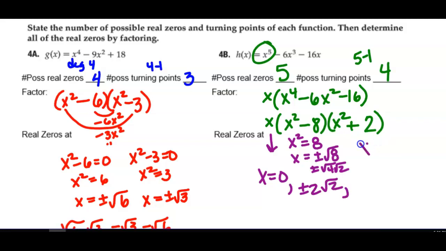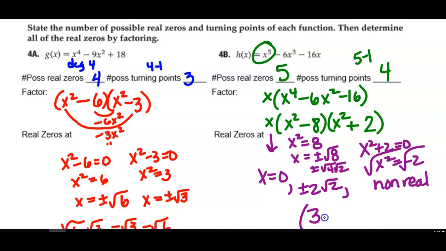But what happens over here? If we set x squared plus 2 equal to 0, we get x squared equals negative 2. Square root both sides. You can't square root a negative number. Those are non-real. We could write i square roots of 2, plus or minus i square roots of 2, but it asked for only the real zeros. So we don't have to do those. So this graph would have only 3 real zeros and 2 non-real. Okay? So when it says possible, you're still supposed to list by degree.